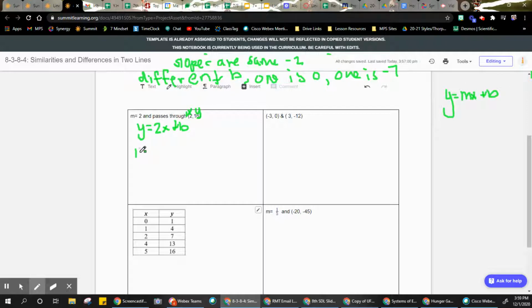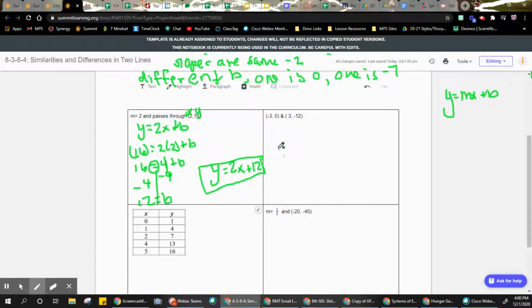So now I have 16 equals 2 times 2 plus b. Well, 2 times 2 is 4, so 16 equals 4 plus b. Center of my equation is the equal sign. To get b by itself, I need to subtract 4. 16 minus 4 is 12, so we know that our y-intercept, or our b, is 12, which makes my final equation y equals 2x plus 12.